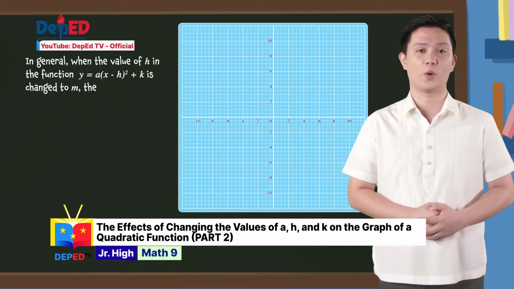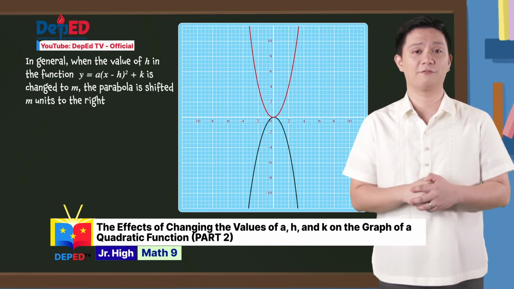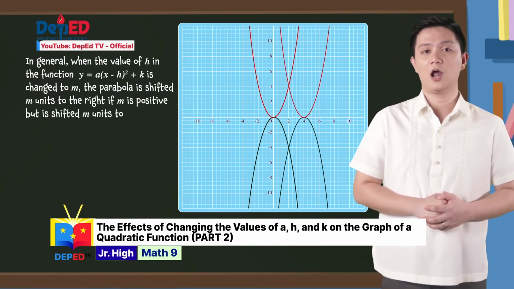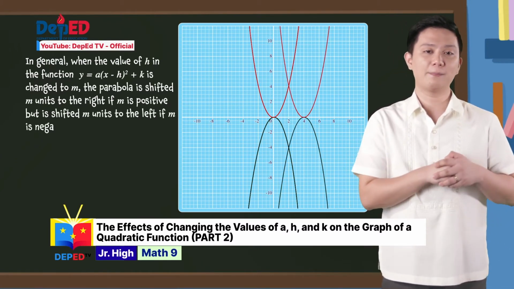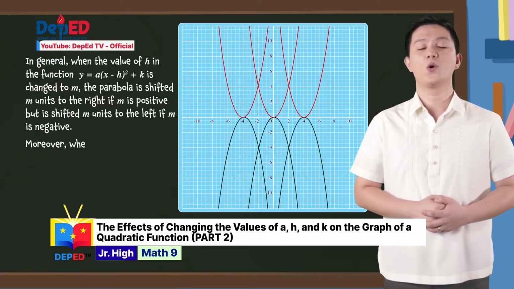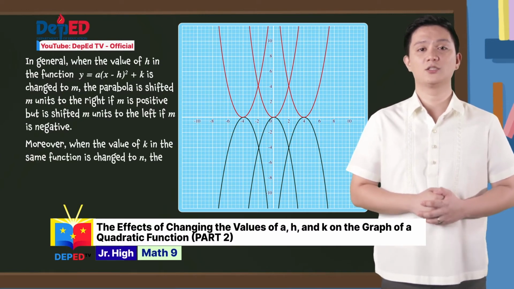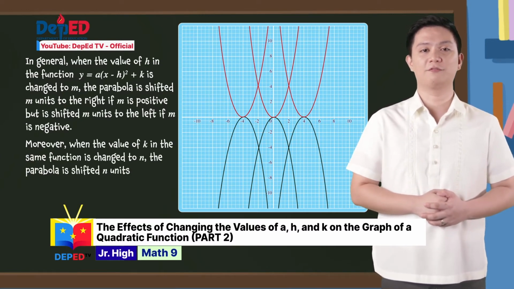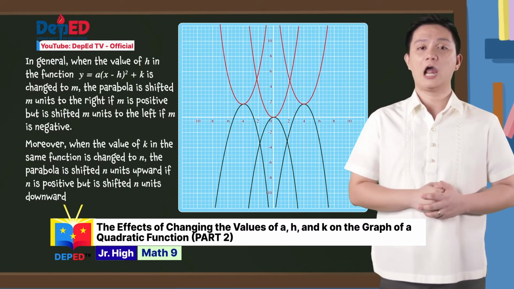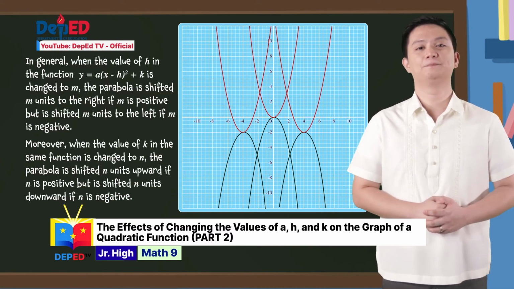In general, when the value of h in the function y equals a times the binomial x minus h quantity squared plus k is changed to m, the parabola is shifted m units to the right if m is positive, but is shifted m units to the left if m is negative. Moreover, when the value of k in the same function is changed to n, the parabola is shifted n units upward if n is positive, but is shifted n units downward if n is negative.